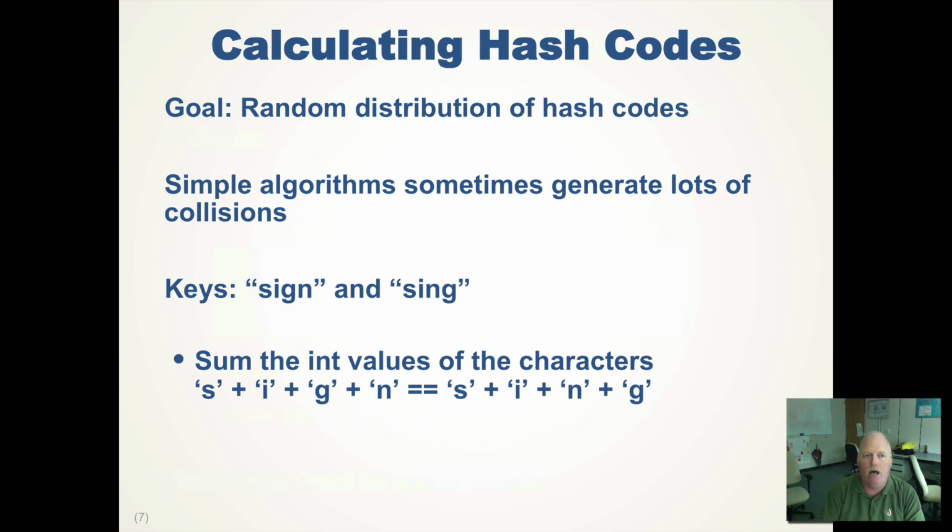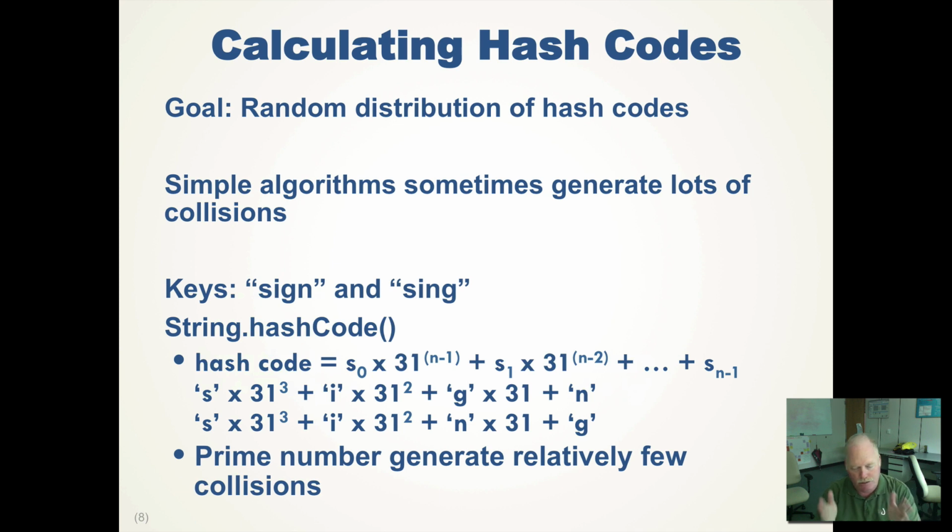So one way to do that is to not use a simple addition, but to multiply the value of letter 0 by a prime number raised to the n minus 1, plus the next letter times 31 to the n minus 2, and all the way down we just add the value for the last letter. What that does is make the position of the values in the key matter, so that now "sign" and "sing" create different hash codes.